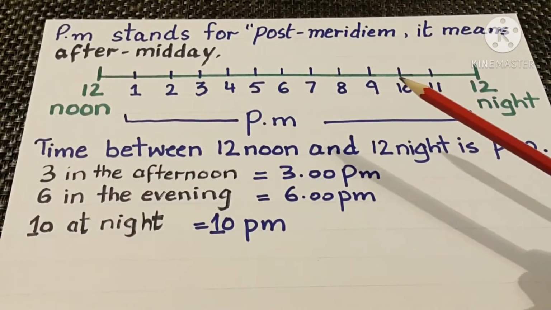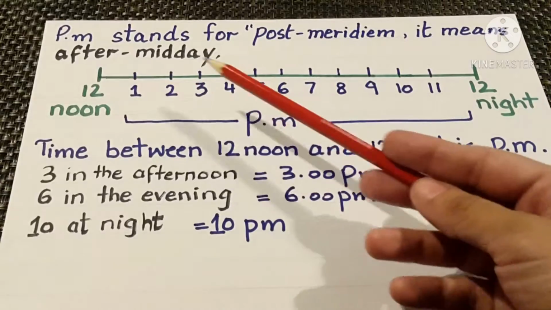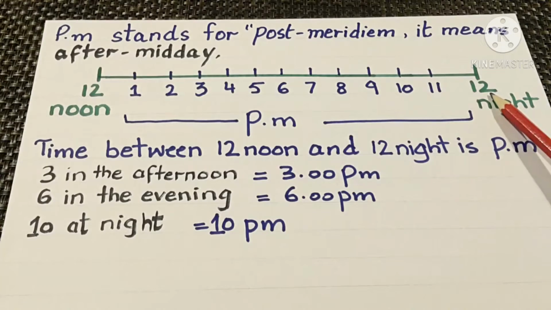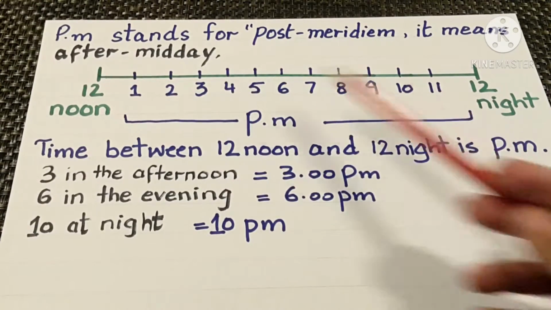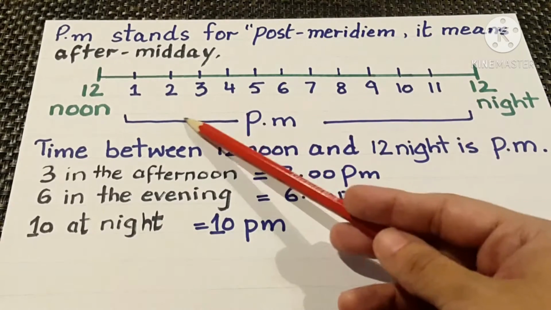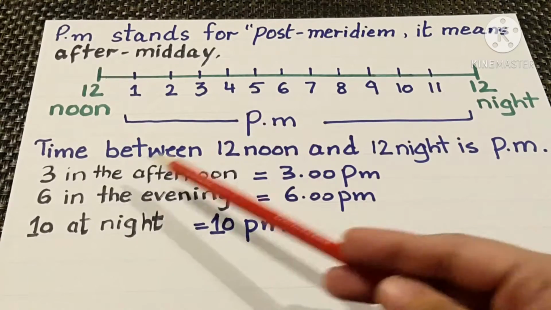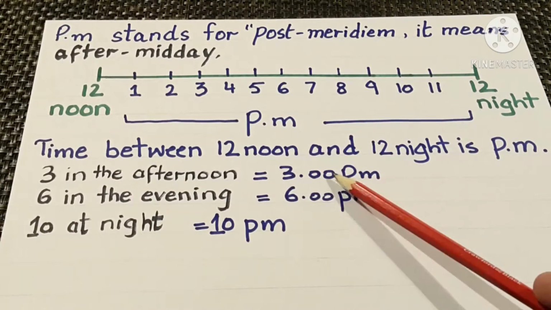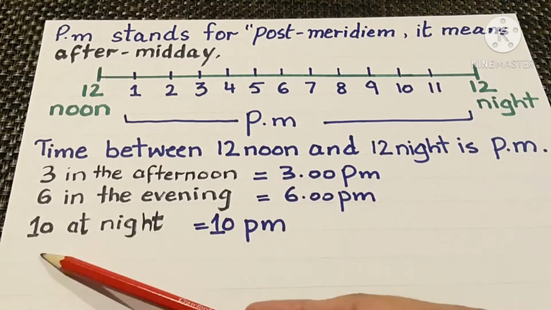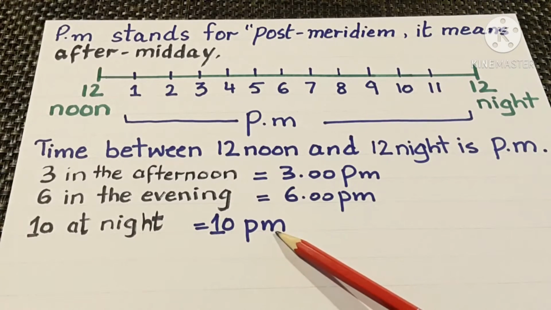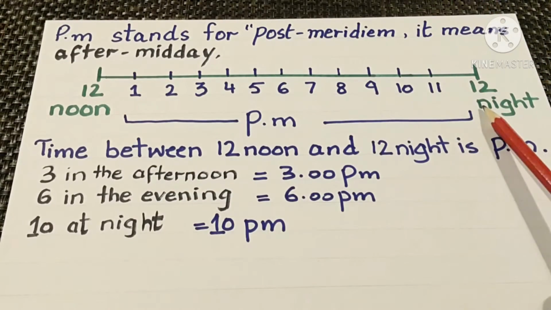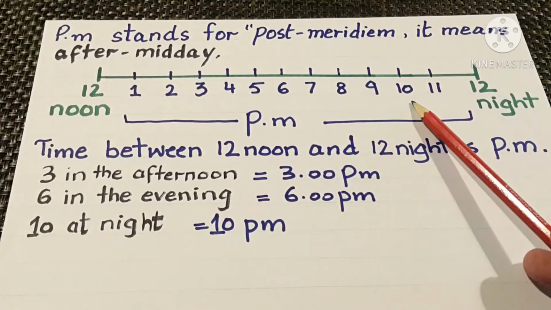PM stands for post-meridiem. It means after midday. The time after 12 noon till 12 at night, the time between it, 1 o'clock, 2, 3, 4, 5, 6, 7, 8, 9, 10, 11, 12, it is considered as PM. Like 3 in the afternoon is 3 PM. 6 in the evening is 6 PM. 10 at night is 10 PM. So the time between 12 noon till 12 night is PM.